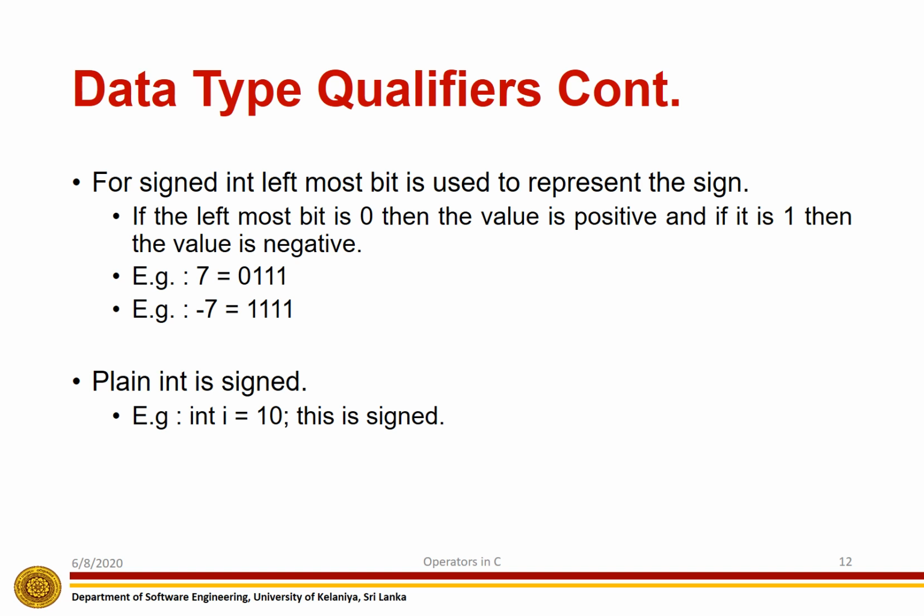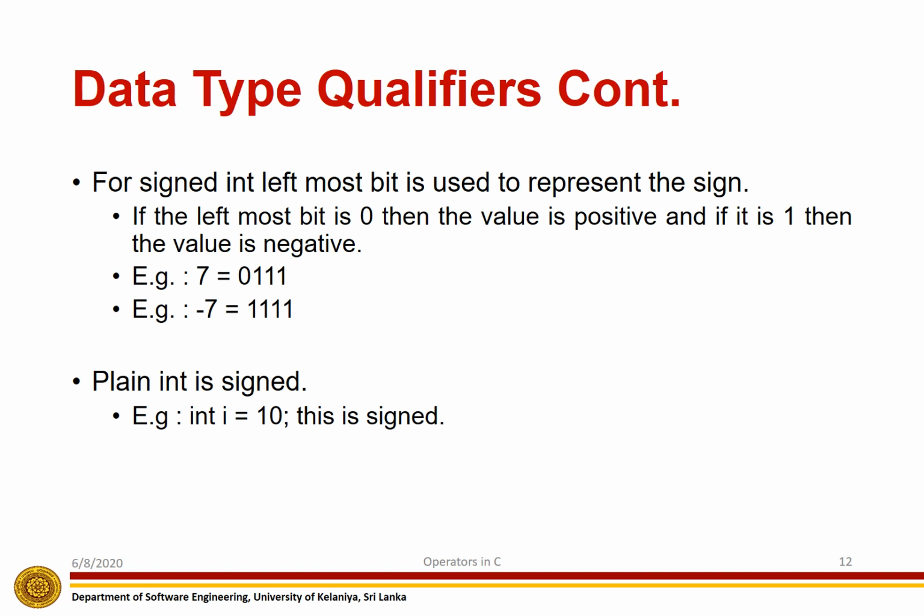For example, you can see in here, we can write 7 in binary as 1, 1, 1. For indicating the positive, we have to write 0 before the 1, 1, 1. So 0, 1, 1, 1, that indicates the positive 7. Like that, for negative 7, 1, 1, 1, 1. The first one is indicating the negative sign. The plain int is signed. For example, int I equal 10. This is signed and the value is 10.